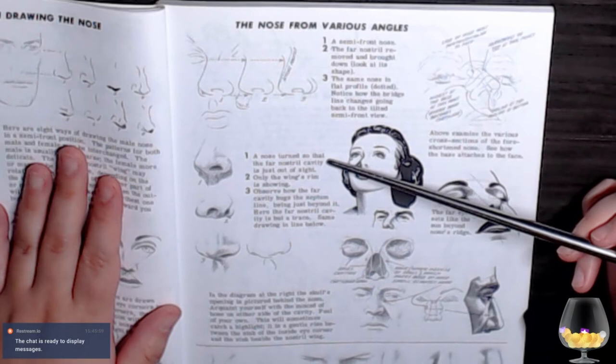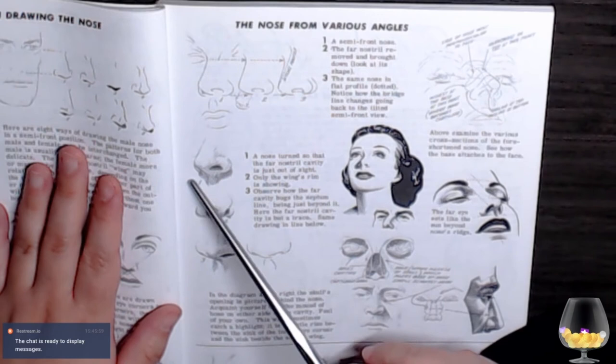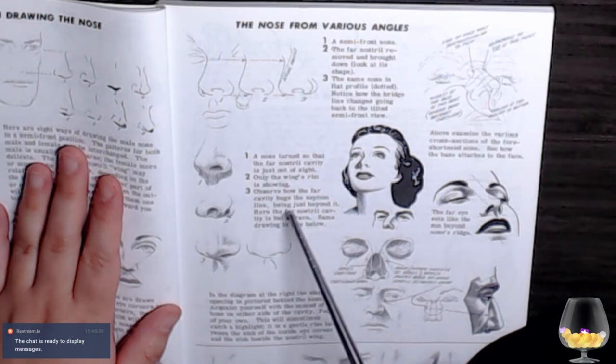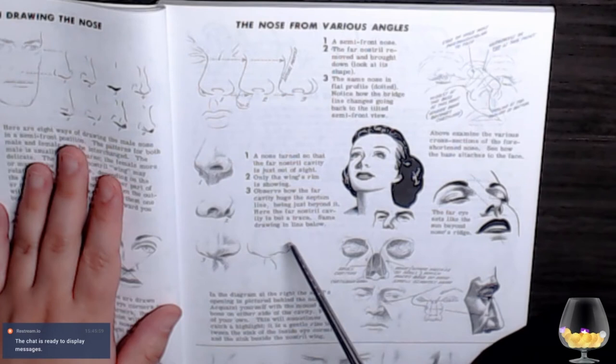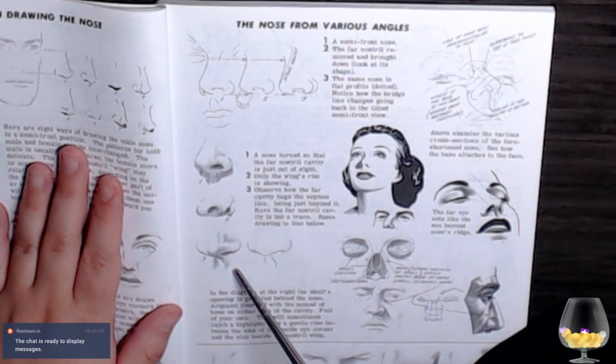One, a nose turned so that the far nostril cavity is just out of sight. So it's kind of showing that. Two, only the wing's rim is showing. Okay, and then three, observe how the far cavity hugs the septum line, being just beyond it. Here, the far nostril cavity is but a trace, same drawing in a line below.